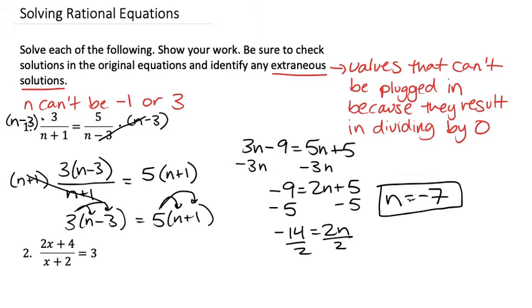Now what I want to do is compare that to what I said earlier that n can't be. n can't be -1 or 3. So n being -7, that's totally fine. That would be the solution.